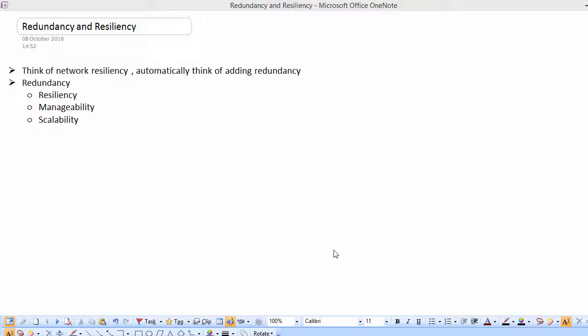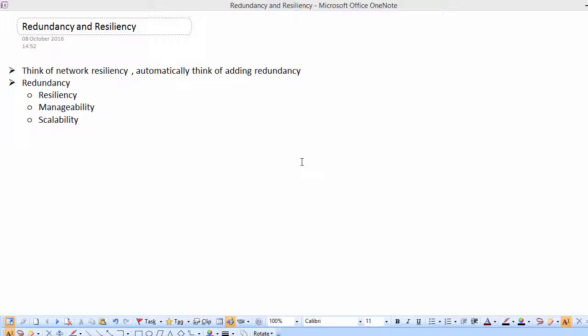Hi guys, in this section we are going to talk about redundancy and resiliency. I know most network designers and network engineers use these two terms as though they are the same, with the same meaning. Even I, when we came up with increasing resiliency in a network, we basically go and increase the redundancy in the network.